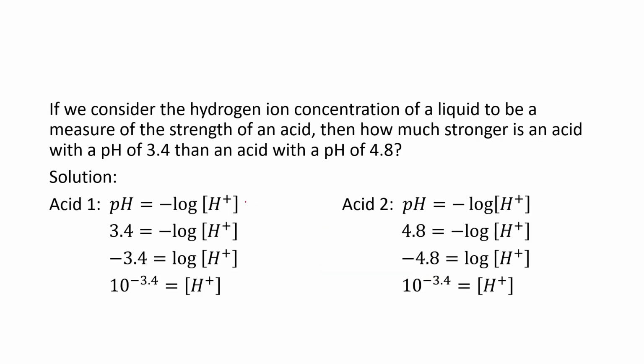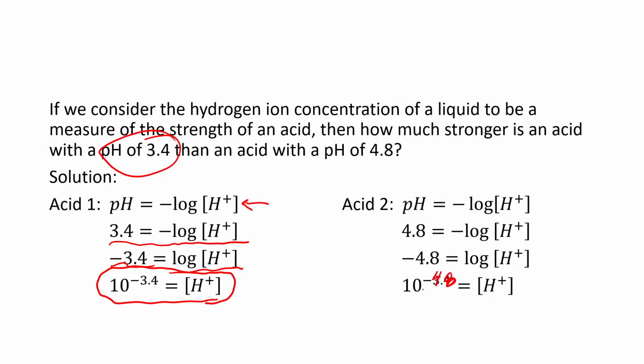Well, pH is equal to negative log H+. So in the first situation, we would say 3.4 is equal to negative log H+, which would mean negative 3.4 equals log H+, which would mean H+ is 10 to the exponent negative 3.4. That's the hydrogen ion concentration of the first acid. By similar thinking, the hydrogen ion concentration of the second acid, there's a little typo here, it should say 10 to the exponent negative 4.8. That's the hydrogen ion concentration of the second one.